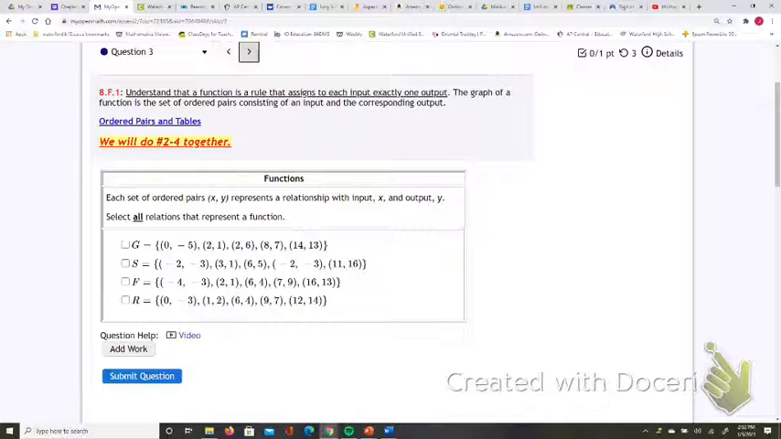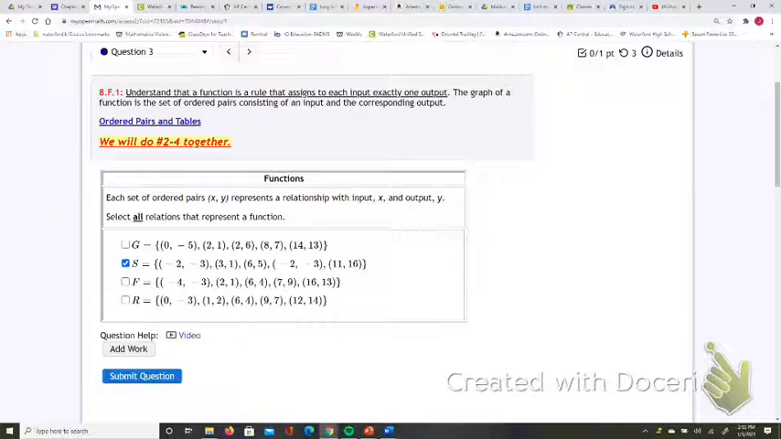Okay, x is -2, y is -3, x is 3, y is 1, x is 6, y is 5, x is -2. Okay, wait a minute. I already had a -2 right there. So I've got to compare the y's. -2, -3, -2, -3. That's allowed. Remember, that's just the same point listed twice. So that's fine. And then 11, 16. So yes, every x has only one y. So if I'm at this vending machine, when I punch the input, I always get the candy bar that I wanted.